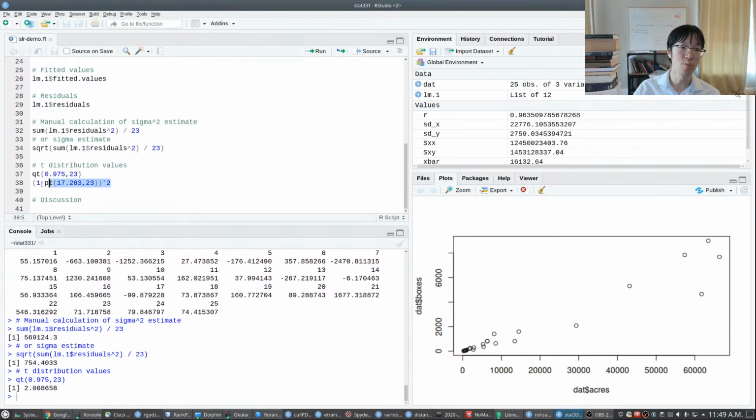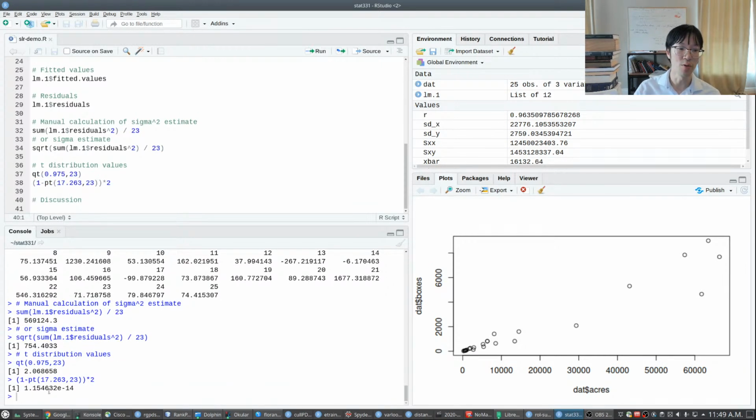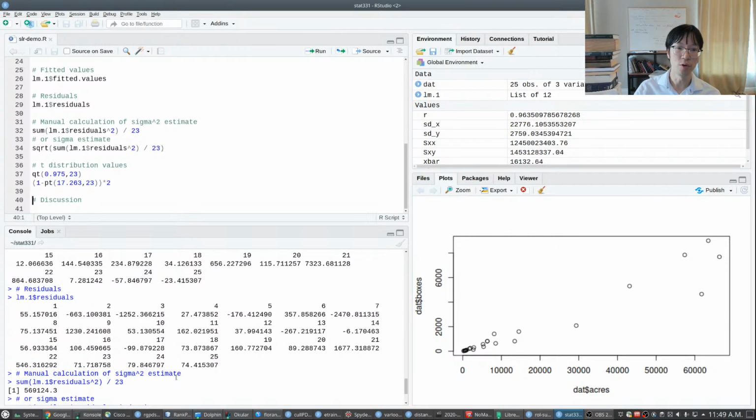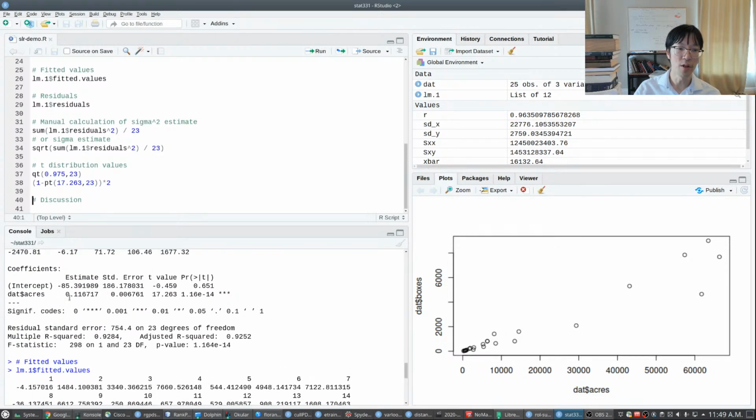So this computes the p-value that we saw on the board, and it's about 1.2 times 10 to the minus 14, which is the same value that R's output here gives you as the p-value. So it's indicated probability greater than the absolute value of the t statistic. So very significant relationship.